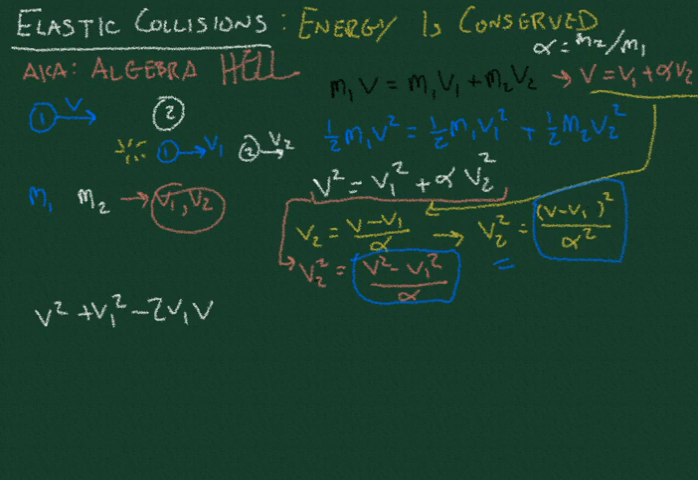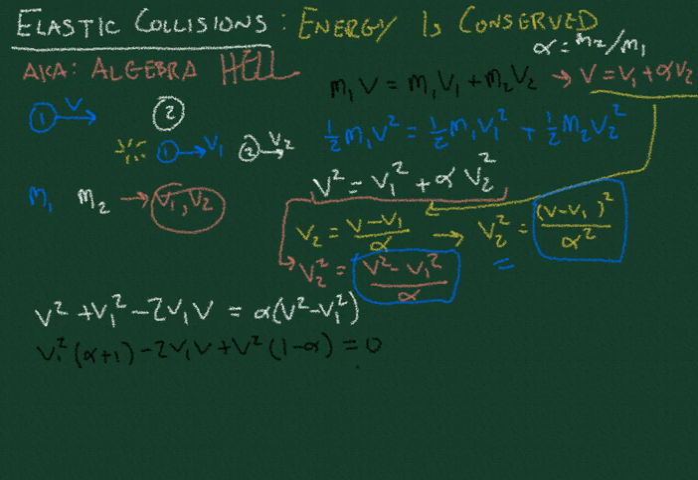And if we multiply by alpha squared, then we can say that this is equal to alpha times v squared minus v1 squared. And so now we move these over to the other side, and so we see that this is going to tell us that v1 squared times alpha plus 1 minus 2 v1 v plus v squared times 1 minus alpha is equal to 0.